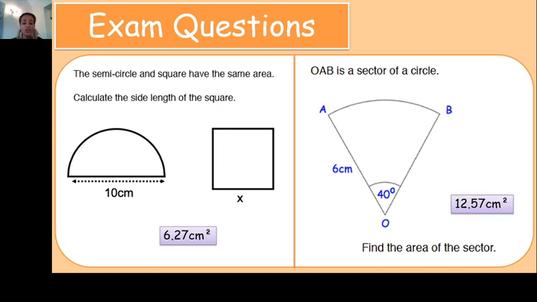Okay, so the answers that you should have got, guys, for the first one, it was 6.27 centimetres squared, and for the second one, it was 12.57 centimetres squared. So if you got those, really, really well done, okay? If you didn't quite get the right answers, look at the right answers and see if you can work your way backwards to see where you made a mistake, okay?